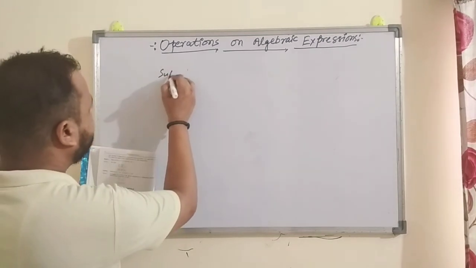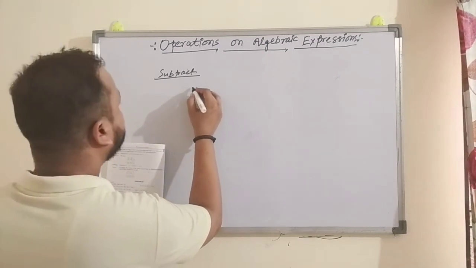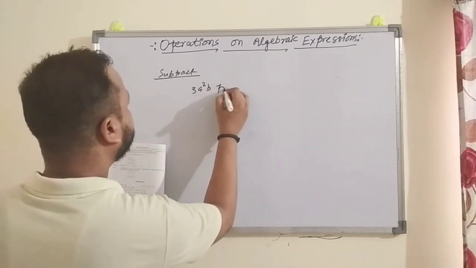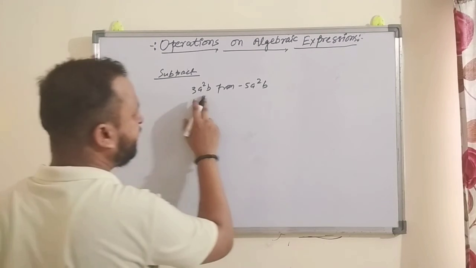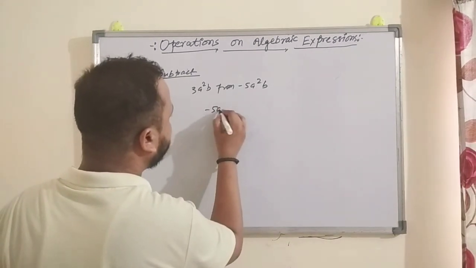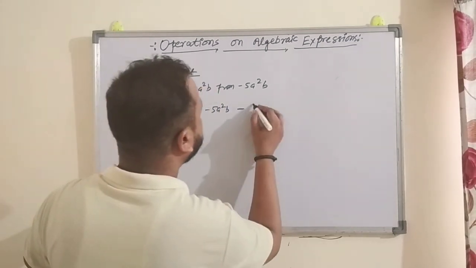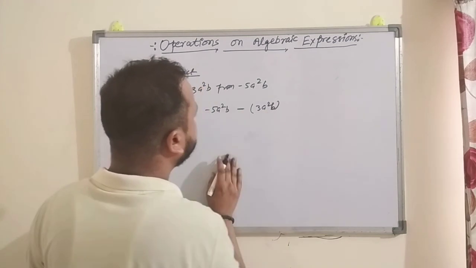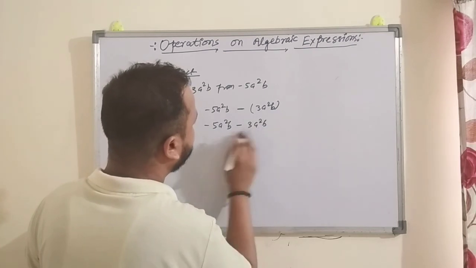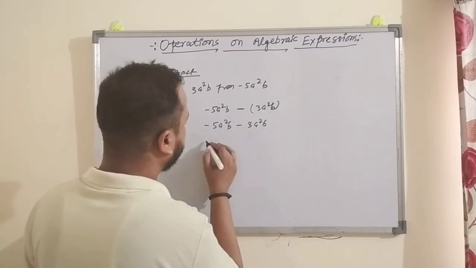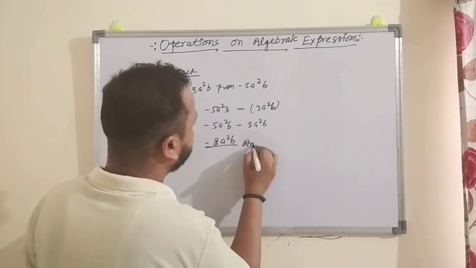The question is given as subtract 3a square b from minus 5a square b. So subtract 3a square b from this, so minus 5a square b minus, means you are going to subtract it, minus what? 3a square b. So here minus 5a square b minus 3a square b, both are having the same sign, so they are going to be added. So 3 plus 5, 8, 8a square b. This is your answer.